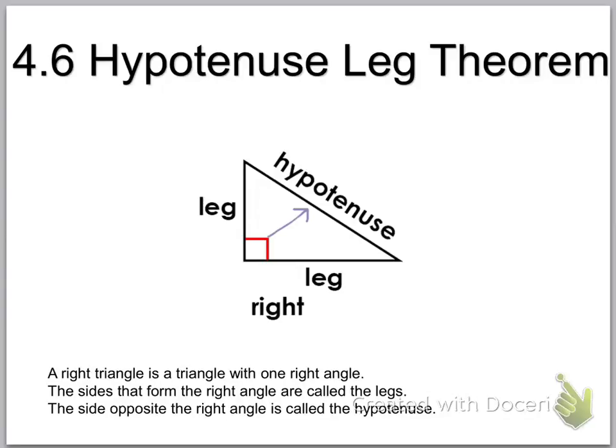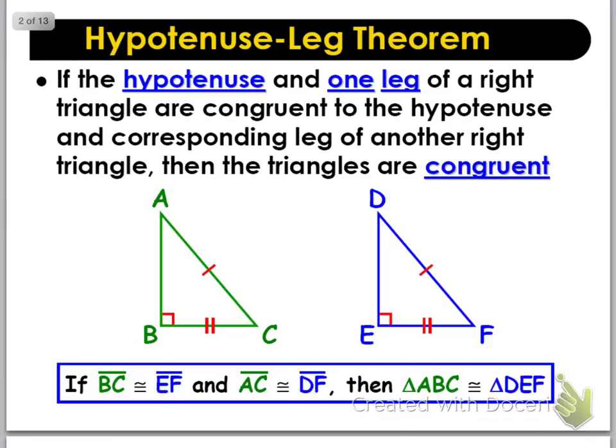Okay, our rules are, it has to be a right triangle, so it has to have a right angle. The sides that form the right angle are called the legs. The sides that are opposite is called the hypotenuse. So for us to be able to use Hypotenuse Leg Theorem, we have to have right angles. We have to have congruent corresponding sides, or hypotenuses, and then we also have to have congruent corresponding legs. So congruent corresponding hypotenuses, one set of legs, and they both have to have right angles.